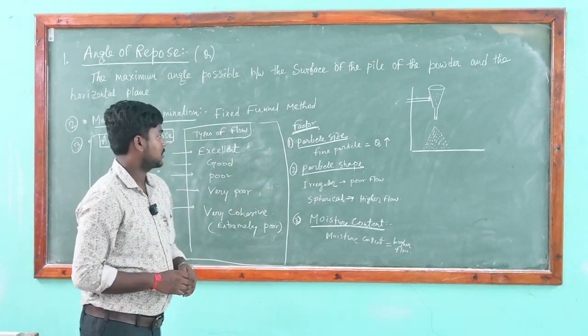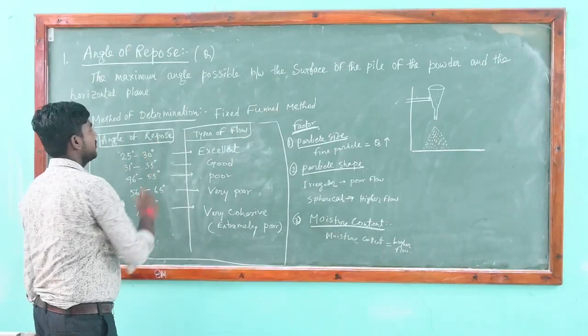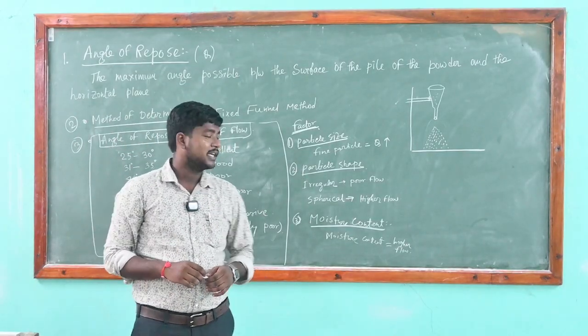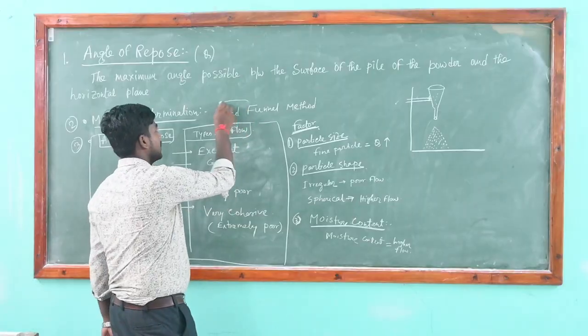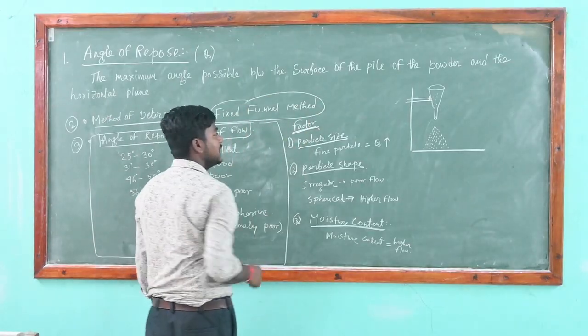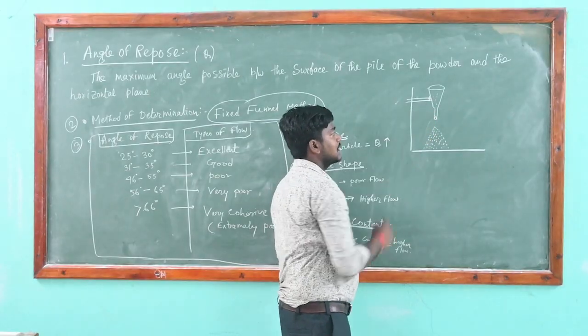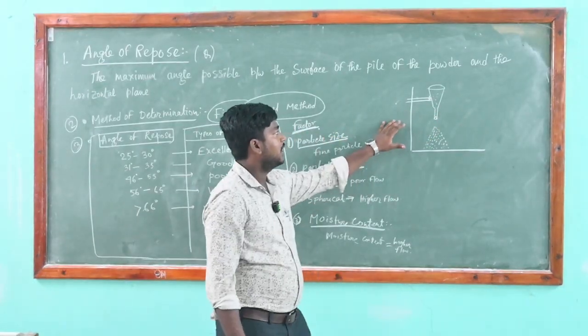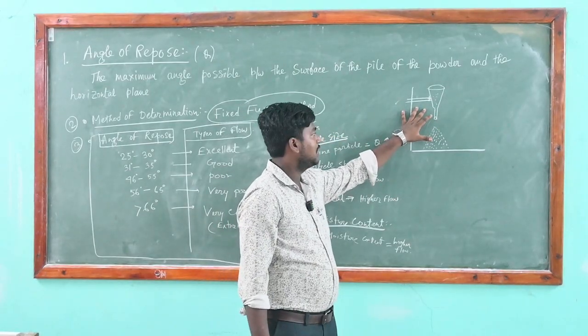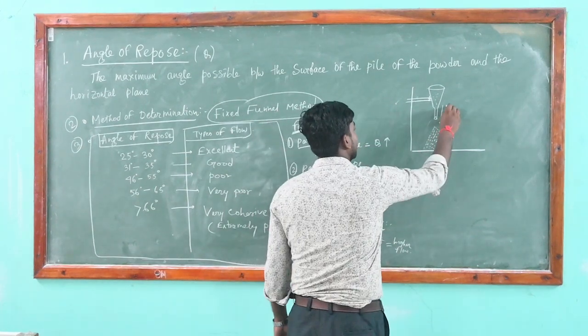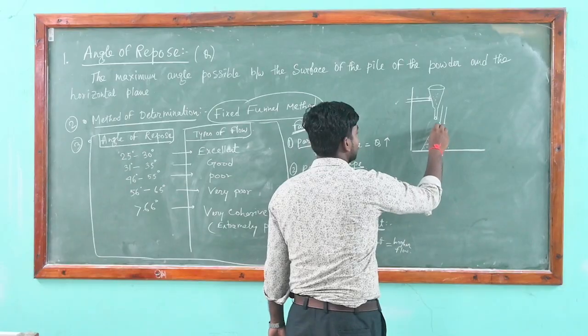So now the next question is how we can determine the angle of repose. We can determine the angle of repose by the fixed funnel method. In the fixed funnel method, we can see that a funnel is fixed with a clamp at a certain distance and powder is poured inside the funnel, and due to the gravitational force the powder free falls and piles up in a cone-like structure.